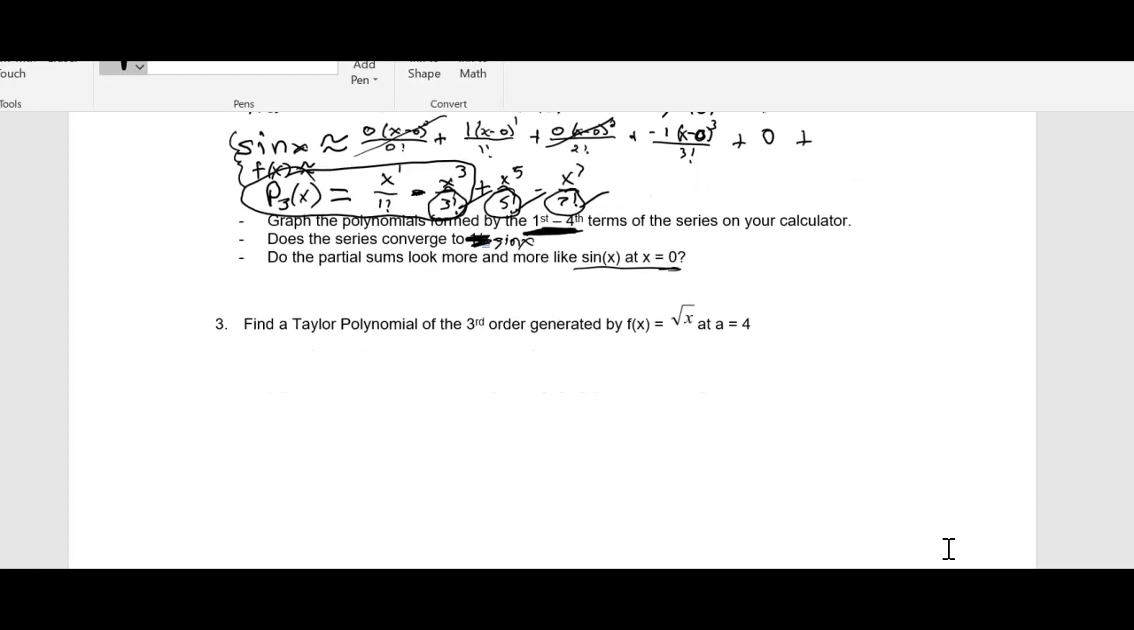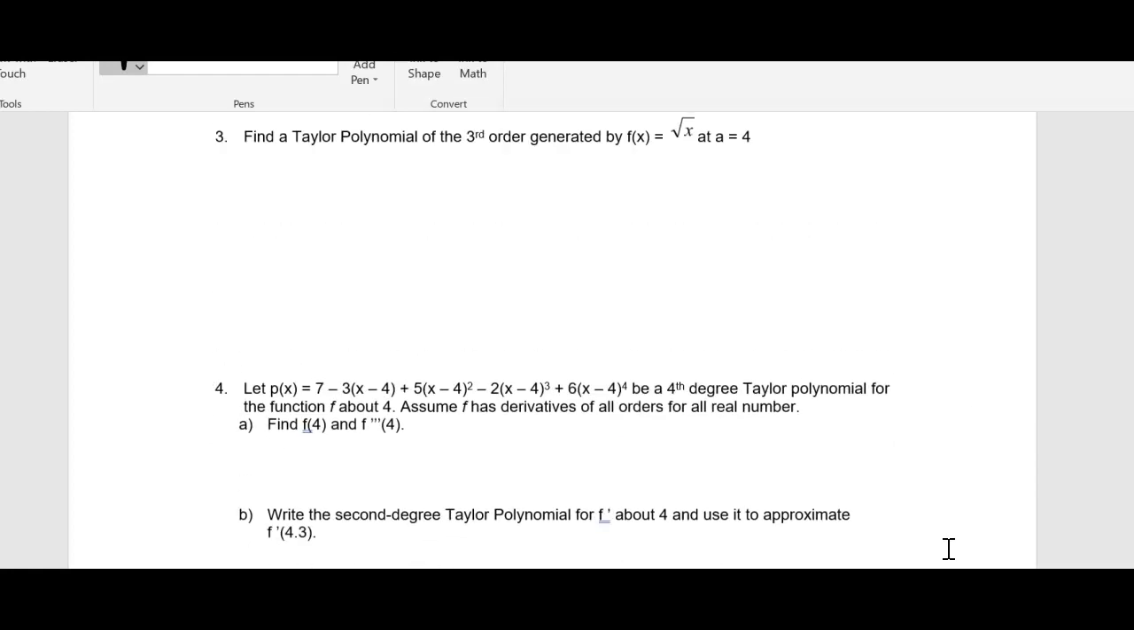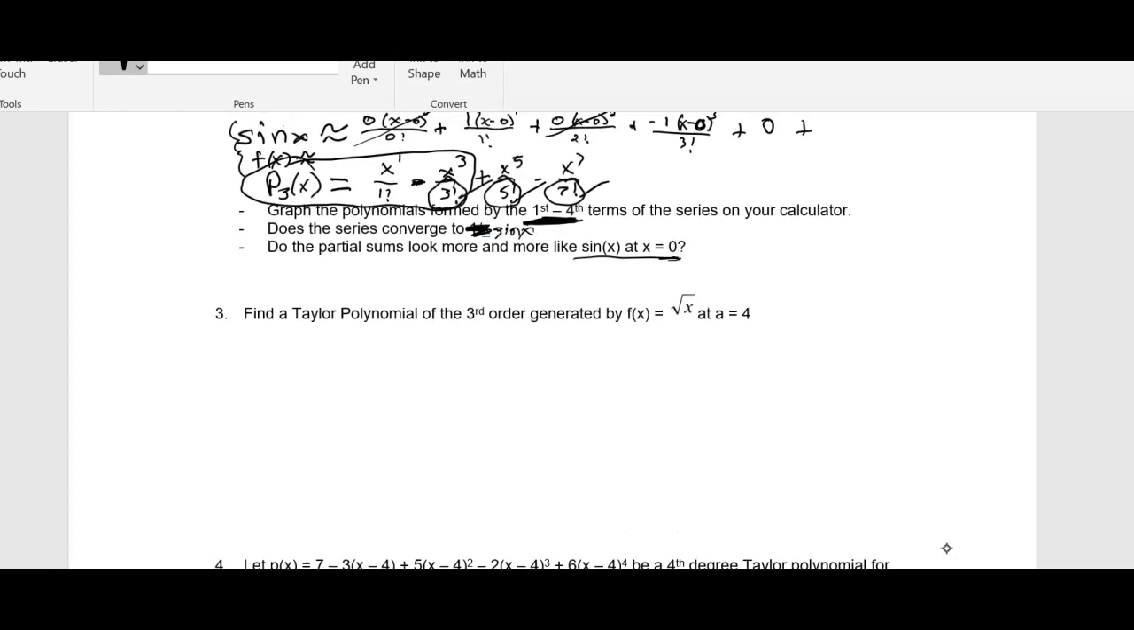Okay, number 3. Where are we at here? Yeah, we'll go through, knock this out. So Taylor polynomial of third order, this is our function. We're going to do it now at 4. We won't go through the whole graphing process. Let's just make sure we understand our formula. So if I want order 3, I need to get to my third derivative, okay? So we need our functional value. Our function, that's easy, it's given to you.